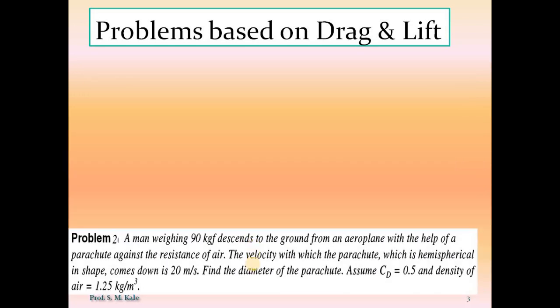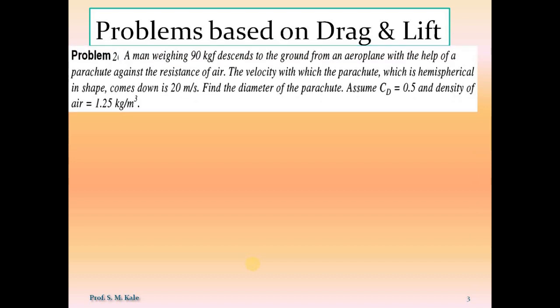Now we'll switch to another problem. The statement of the problem: a man weighing 90 kg force descends to the ground from the aeroplane with the help of a parachute against the resistance of air. The velocity with which the parachute, which is hemispherical in shape, comes down is 20 meter per second. Find the diameter of the parachute. Assume CD is equal to 0.5 and density of air as 1.25 kg per meter cube.